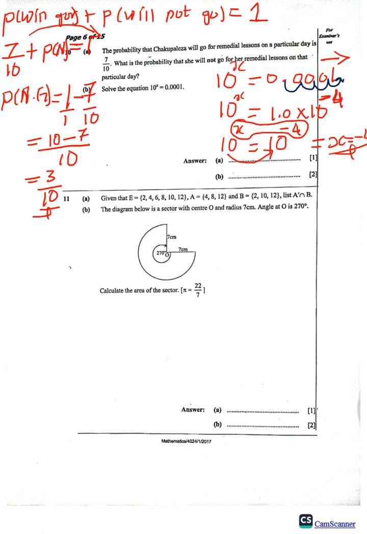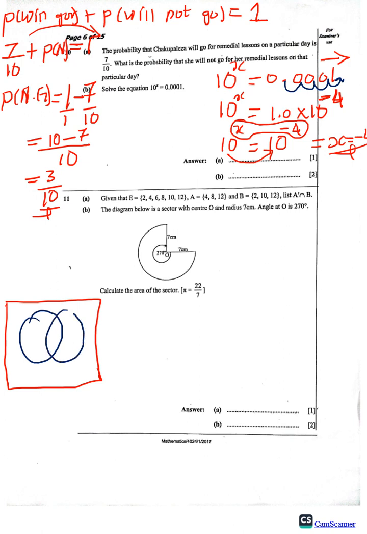Given that E is equal to 2, 4, 6, 8, 10, 12, A is equal to 4, 8, and 12, B is 2, 10, and 12, list A intersecting B. So let's make this our visual diagram. Okay, let's see. So we have two sets. This is our A, this is our B.